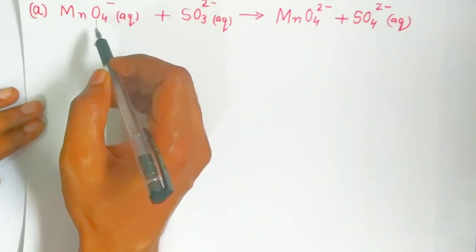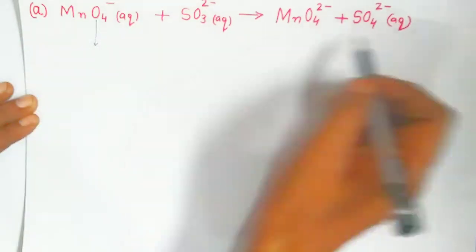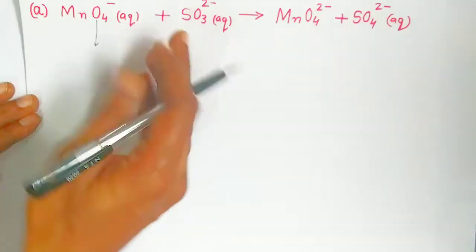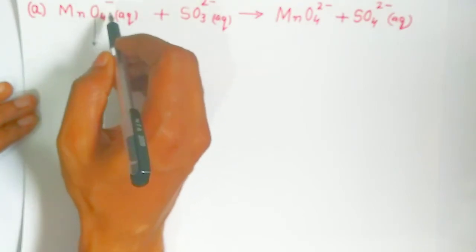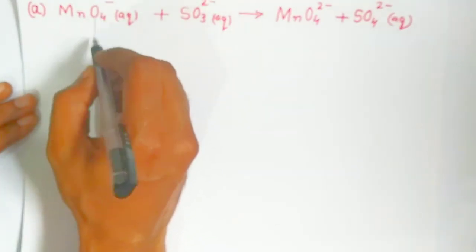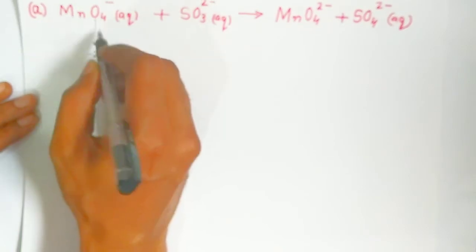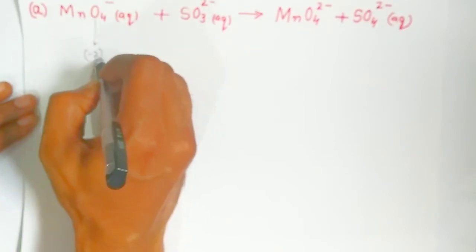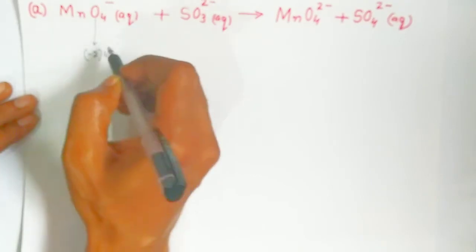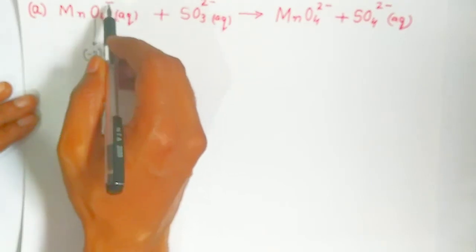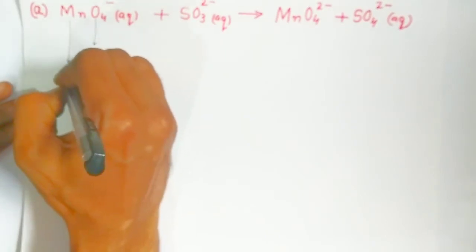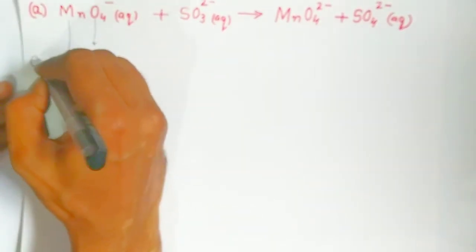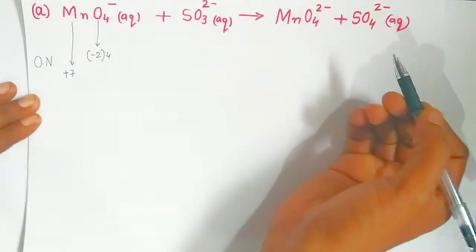Okay students, the first step is that you should write down the oxidation numbers of the atoms on the reactant side as well as the product side. On the reactant side we have MnO4-. Oxygen's oxidation number we always take as -2. There are 4 atoms, so it becomes -8, and because it carries a -1 charge, the oxidation number of manganese will be +7. So the first duty is to write down the oxidation numbers of all the atoms on the reactant side as well as the product side.